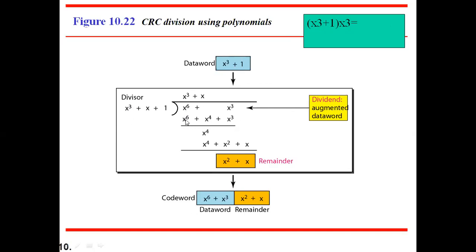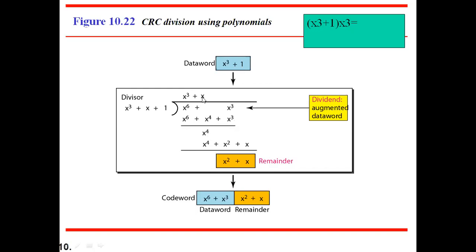Then again, we have to start dividing. To make x raised to 6, how much do you need to multiply? X raised to 3 into x raised to 3 is going to be x raised to 6. Then x raised to 3 into x is x raised to 4. Then x raised to 3 into 1 is x raised to 3. Then x raised to 6 on both will get cancelled, and x raised to 3 will also get cancelled. Only x raised to 4 is remaining.